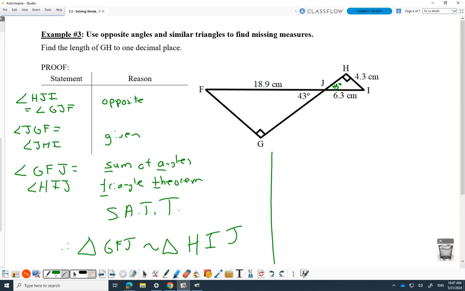Angle sum property? Yes, angle sum property. Yeah, just another name for the same thing. Good. Now, over here, I want GH. So I'm going to put GH.